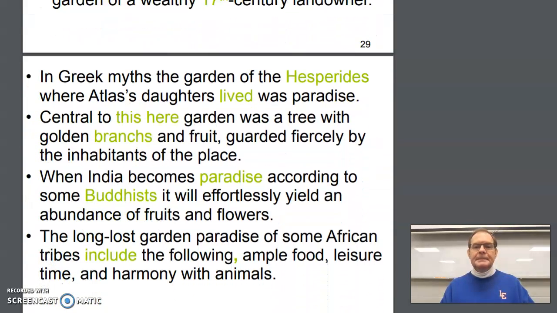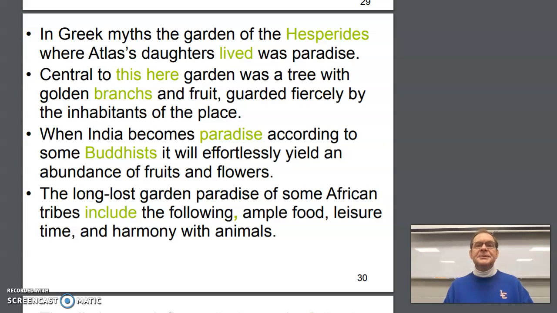Set number 30. In Greek myths, the Garden of the Hesperides, where Atlas's daughters lived, was paradise. So where Atlas's daughters lived modifies Hesperides. You need commas around that interrupter. Central to this here garden, that's substandard usage, central to this garden, was a tree with golden branches and fruit. Branches, B-R-A-N-C-H-E-S.